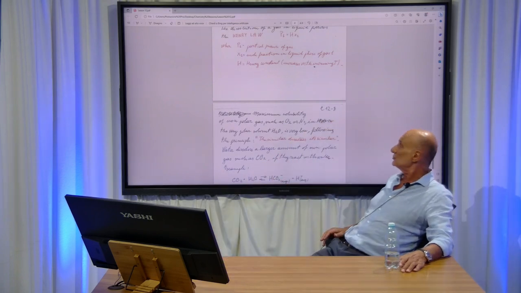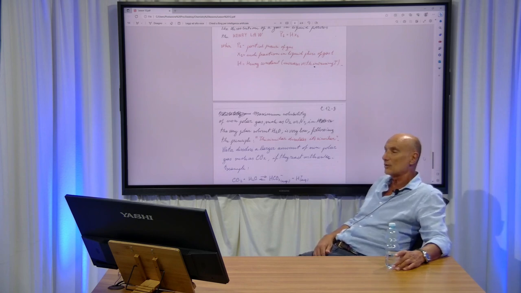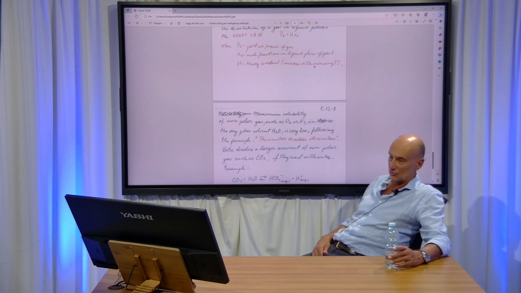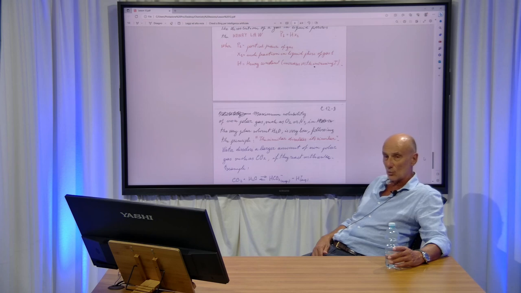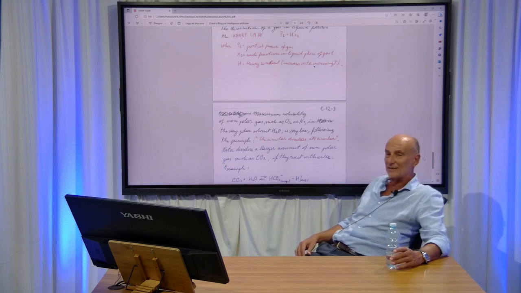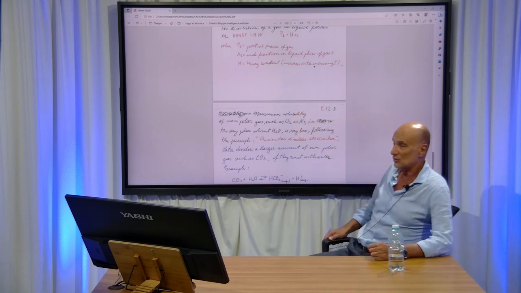It is found that the maximum solubility of nonpolar gases such as oxygen and nitrogen, which are the main components of air, I remind you that the atmosphere where we live is composed by 78% volume of nitrogen, 21% oxygen, 1% argon, and then there is an amount of water vapor varying between 1 and 5%. We have that the maximum solubility of oxygen or nitrogen in water is quite a low value.